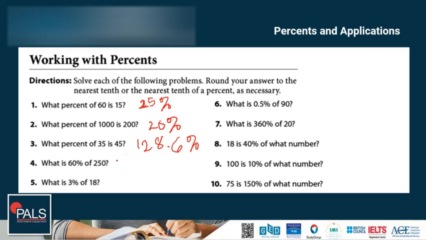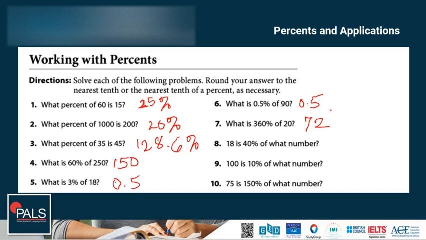Number 4, what is 60% of 250? The answer is 150. Number 5, what is 3% of 18? The answer is 0.5. Number 6, what is 0.5% of 90? Again, the answer is 0.5. Number 7, what is 360% of 20? The answer is 72.